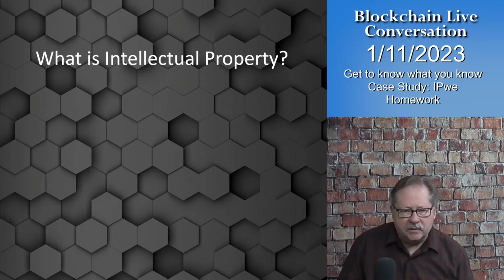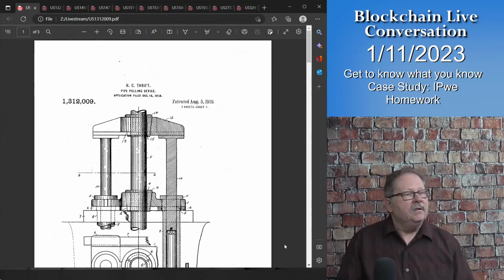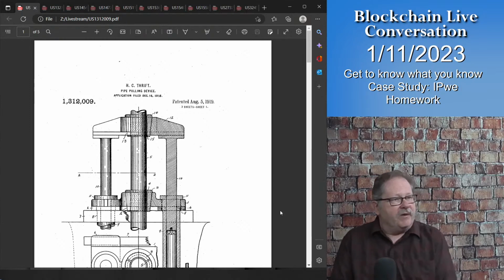Hey, Robert, where's my Adobe Acrobat? Robert, you there? It's Microsoft Edge. Oh, Edge. Okay. All right. It came up in Edge instead of Acrobat.